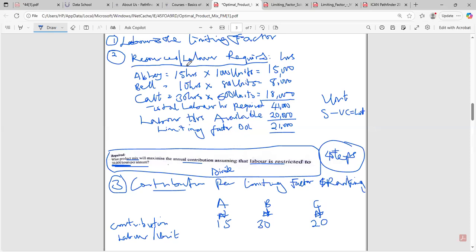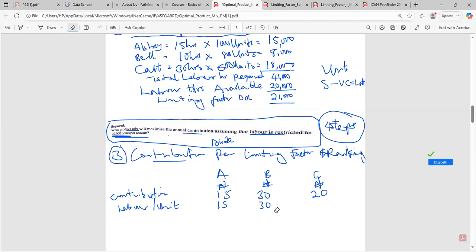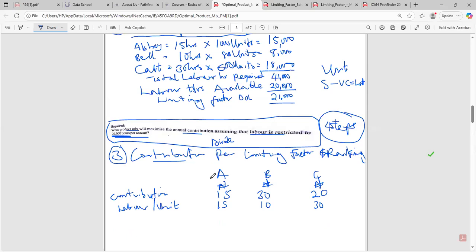15, 10, 30. You are going to have 15 hours to make 1 unit of Abe, 10 hours to make 1 unit of Bell, and 30 hours to make 1 unit of Cat. So you divide by 15 hours, 10 hours, and 30 hours. I just picked per unit: 15, 10, 30 per unit. Please make use of per unit. I said replace this per with divide. So divide for me. What do we have, please?